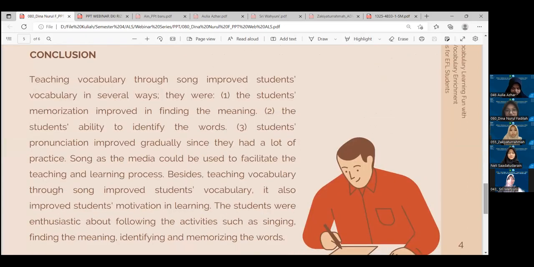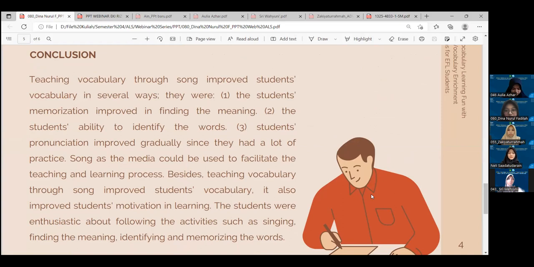And the conclusion: teaching vocabulary with songs improves students' vocabulary in several ways. The students' memorization improved, their ability to find the meaning and identify the words improved, and their pronunciation improved gradually since they had a lot of practice. Song as media can be used to facilitate the teaching and learning process.